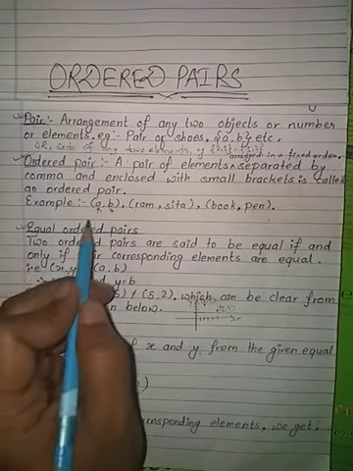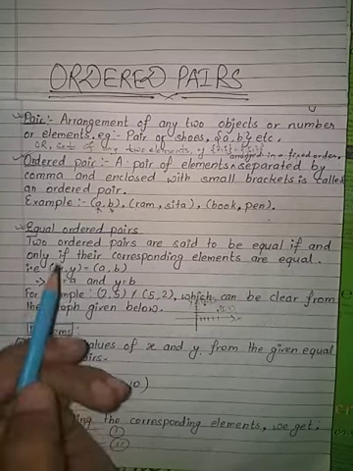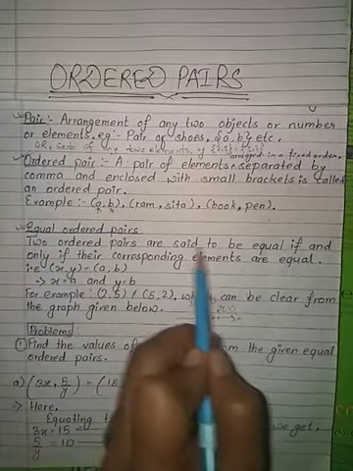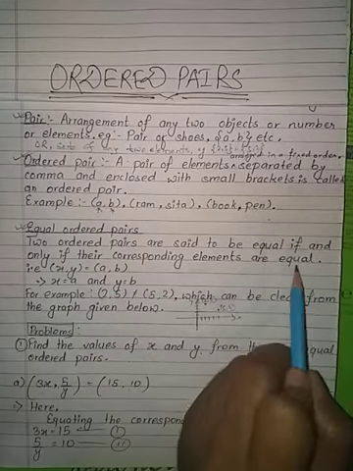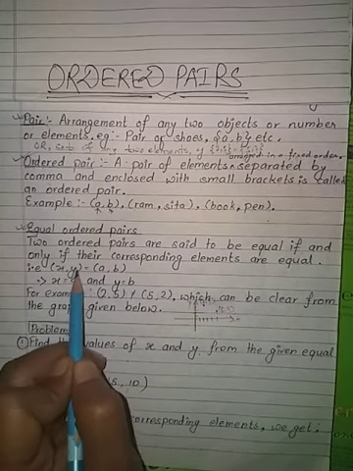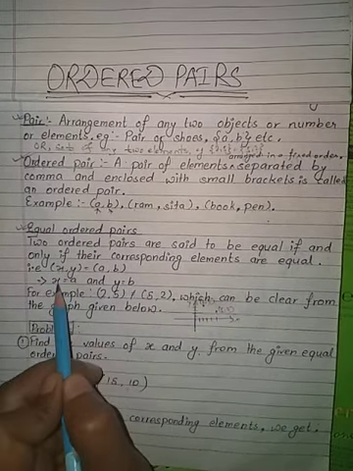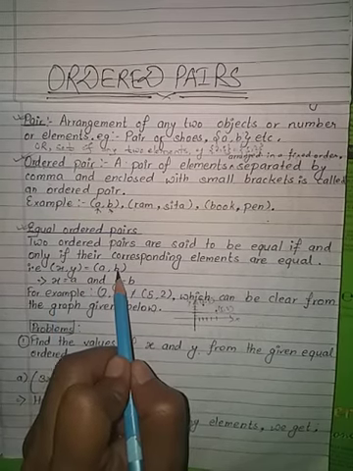Now, we can say when two ordered pairs are said to be equal. The theory goes like this: two ordered pairs are said to be equal if and only if their corresponding elements are equal. So if x, y equals a, b, then it must hold that x equals a and y equals b.